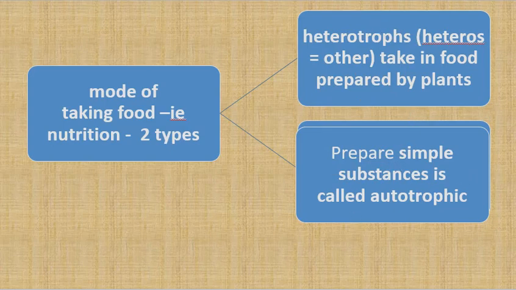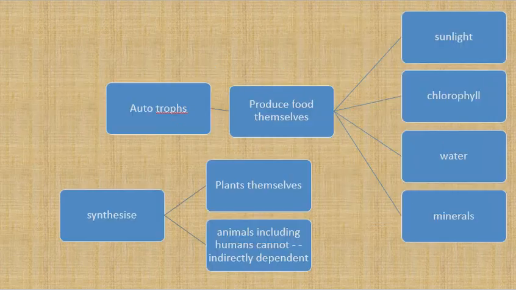Autotrophs prepare simple substances, like plants that with the help of chlorophyll, in the presence of sunlight, with the help of water, using the minerals absorbed from the soil, create food. That is autotroph. Autotrophs produce food themselves. How? In the presence of sunlight, using chlorophyll, with the help of water, using the minerals that have been absorbed from the soil. So autotroph is preparing simple substances.